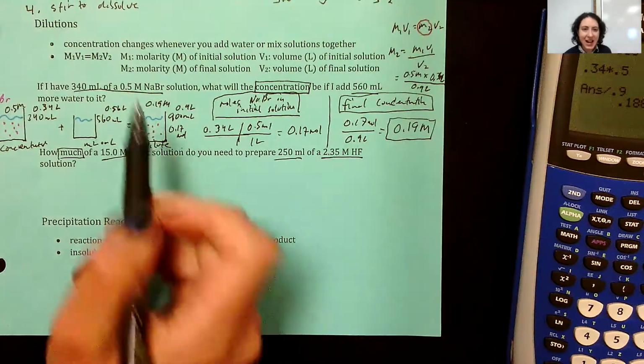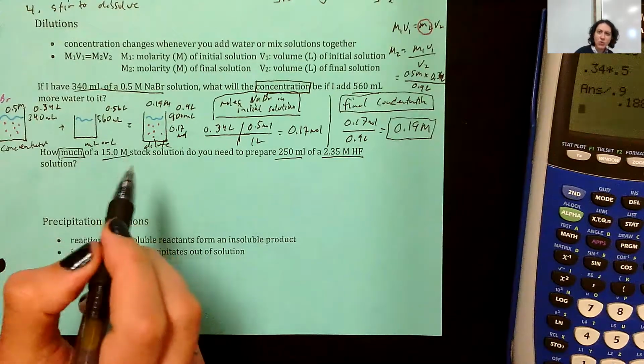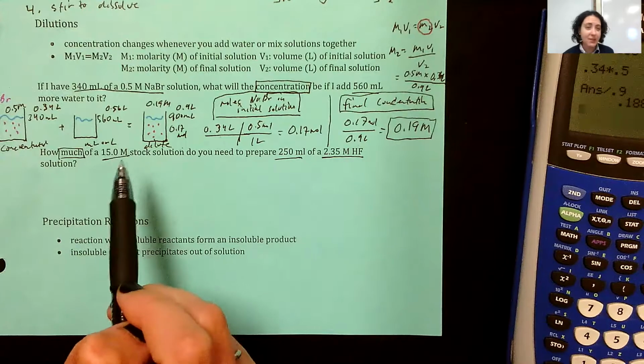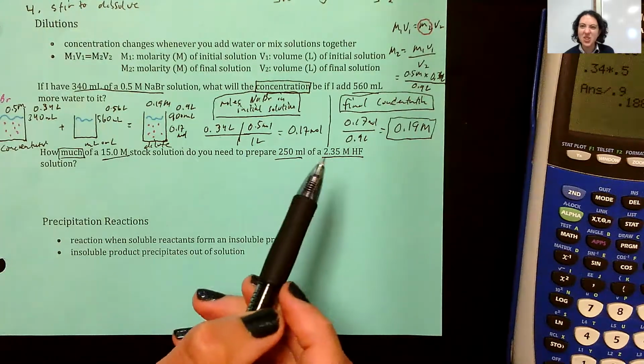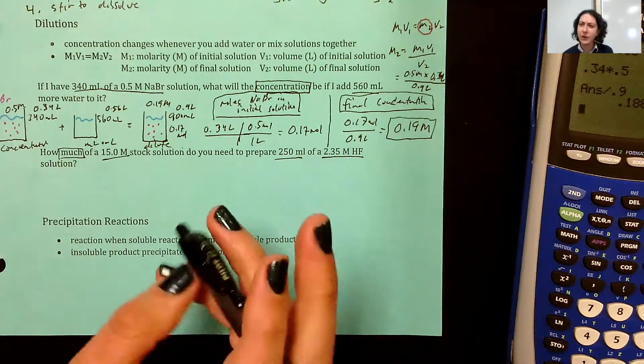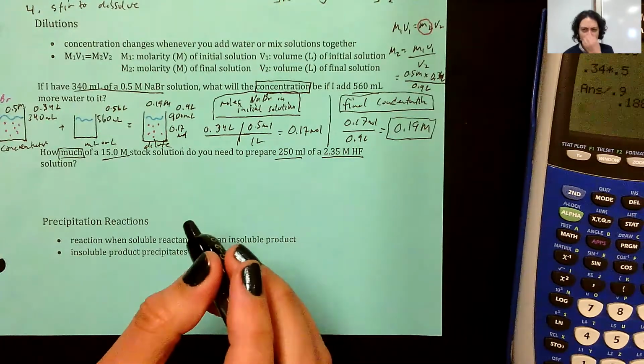So stock solution just means that it's like a really concentrated stock. I do not have this stuff in my stock room because hydrofluoric acid is extremely dangerous. It's not actually as acidic, like it's not like the pH is super low.